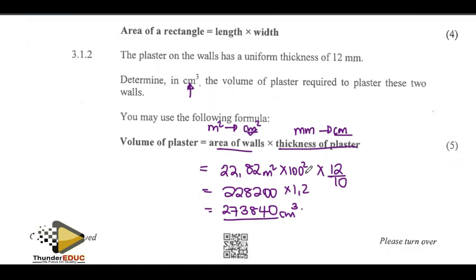Or if you don't know what to do here, remember we said area of wall one. Change the measurements or the dimensions into centimeters. So at first, wall one, we said it was 3.5 meters. Change this to centimeters: 3.5 times 100, you get 350. So change the height.